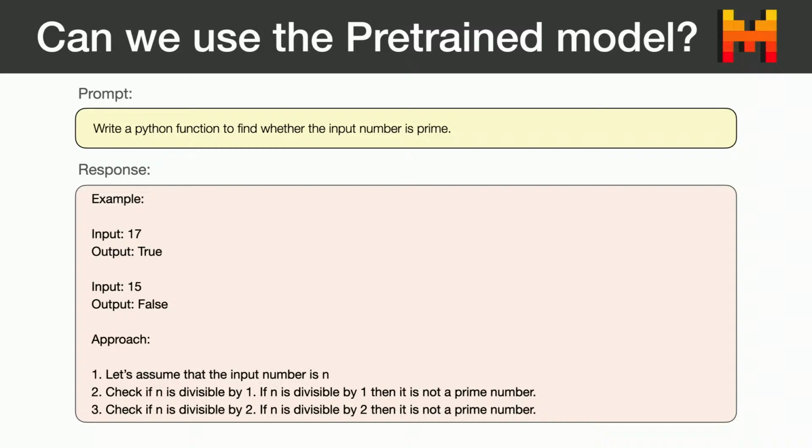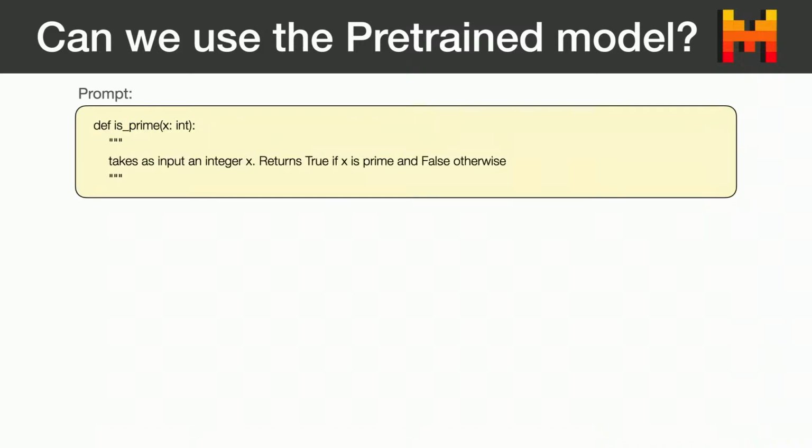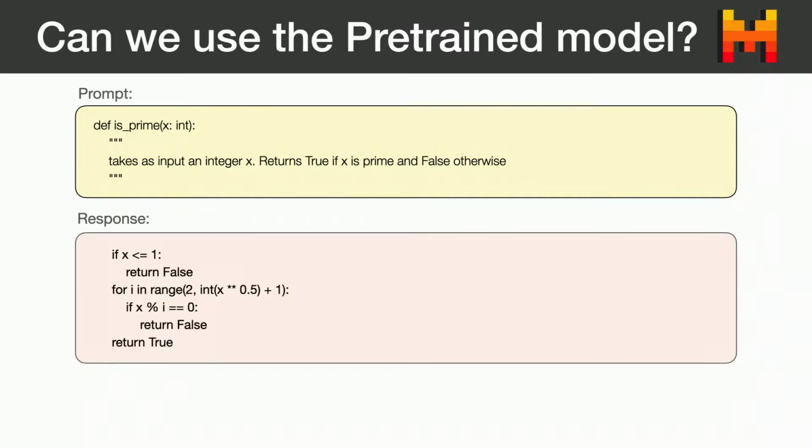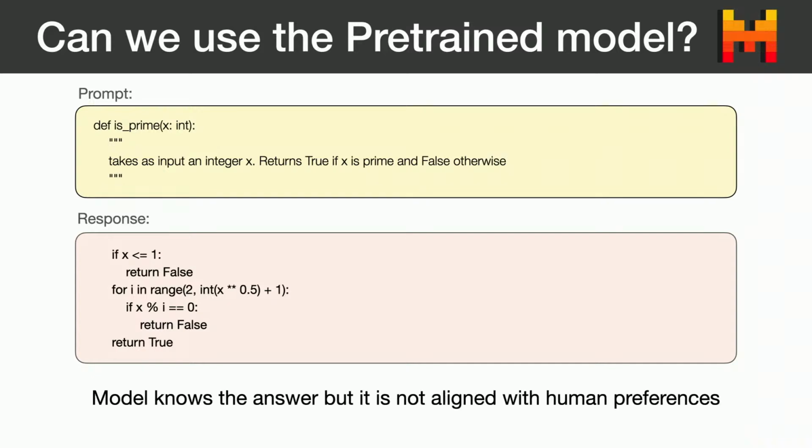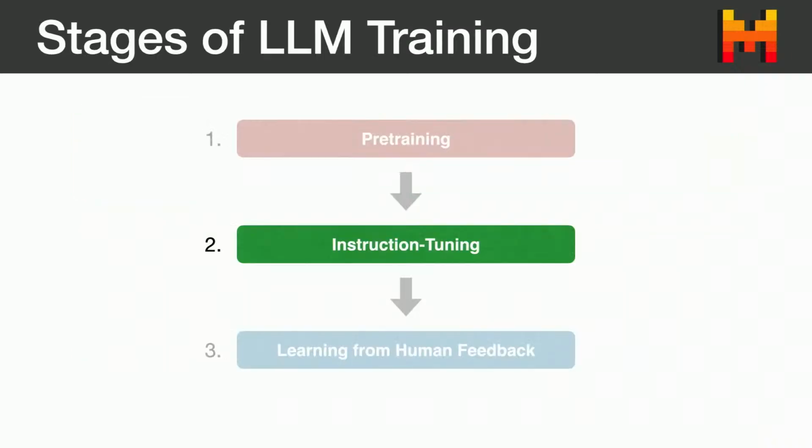But there is a way to trick the model. If you give this input, like a Python function definition and a docstring to get the same function, the model actually produces the code. And so this shows you that the model actually knows the answer, but it is not aligned with human preferences. It's not trained to interact with humans in the way humans want to. And this is why we need the next 2 stages.